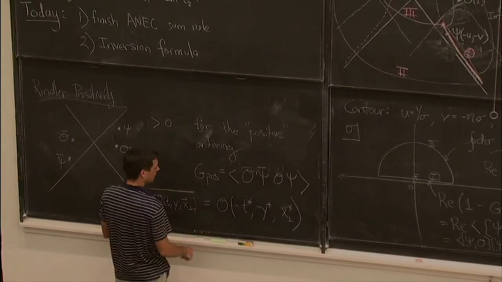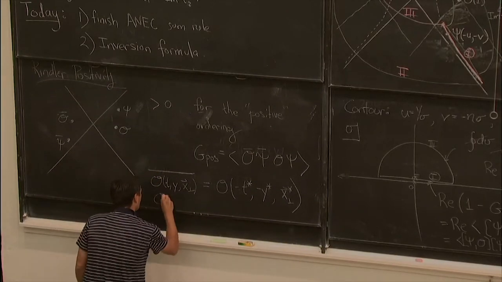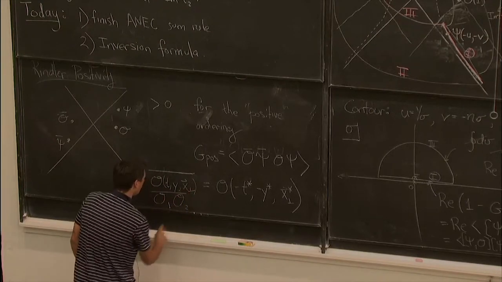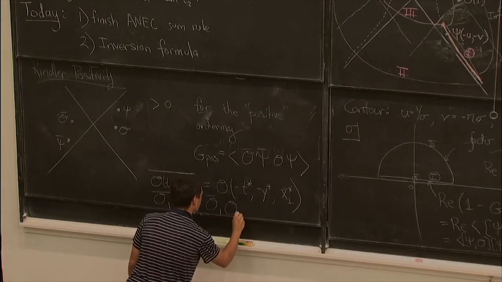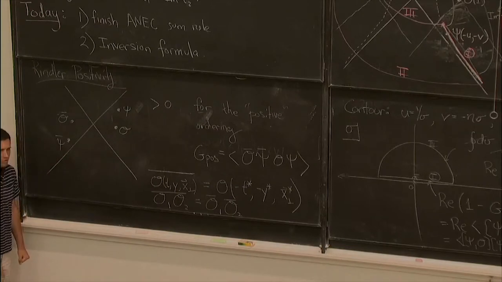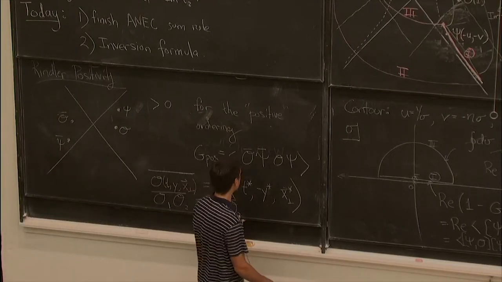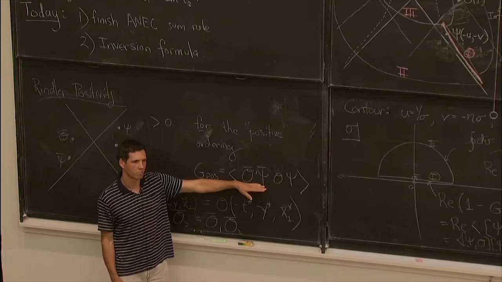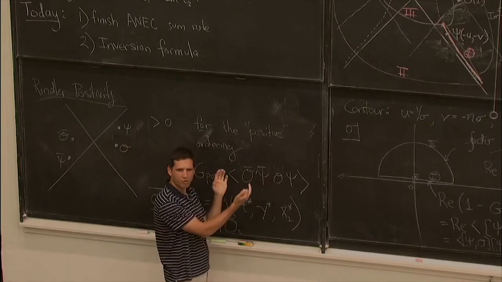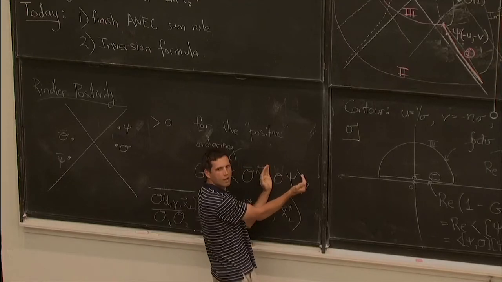The other funny thing about this bar operation is that when you have two operators, O1, O2, and you bar them, they don't flip. They're O1 bar, O2 bar. It's very tempting to try to flip the order of the operators here, but if you keep track of the i epsilons, that's not what happens. And that's why the positive ordering is this one. And this works for higher point functions as well. You have the ones on the left Rindler wedge that are ordered exactly the same as the ones on the right Rindler wedge.